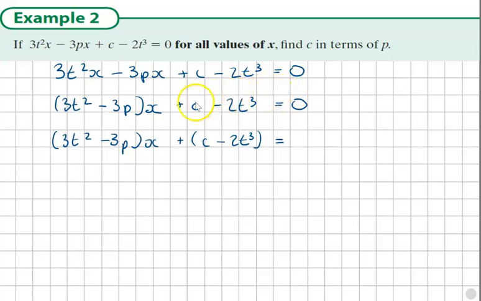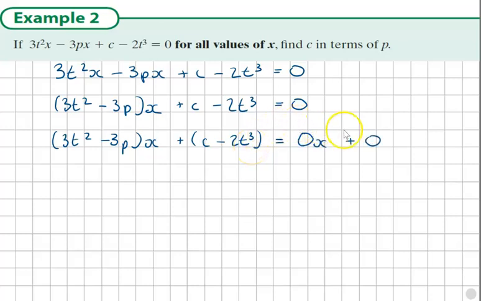So we're just going to group together in our next step. The only thing we're doing is grouping together the c minus 2t cubed. So in this particular situation, we would consider this to be a constant. I know there's a c and a t there, and they are letters, but there's no x or x squared or x cubed or anything stuck onto this. So we would consider this to be a constant.